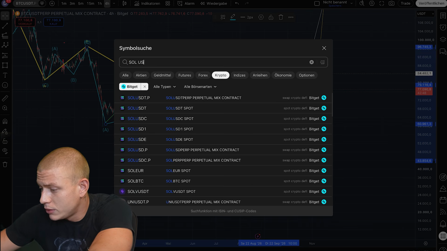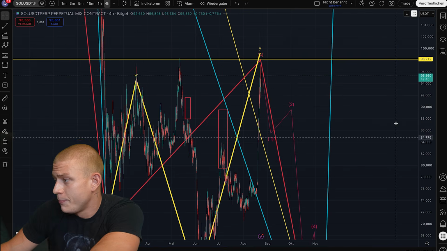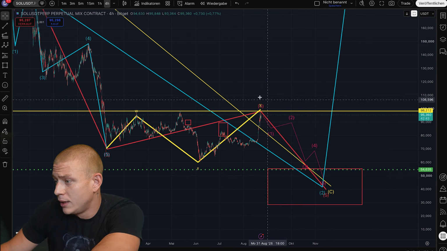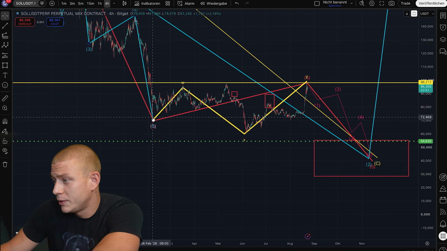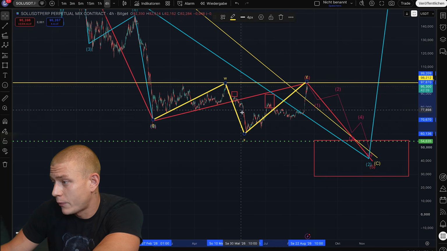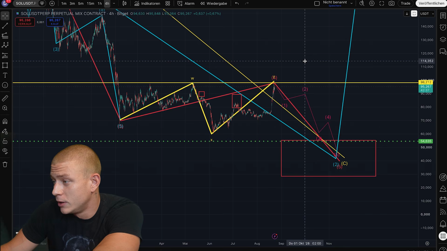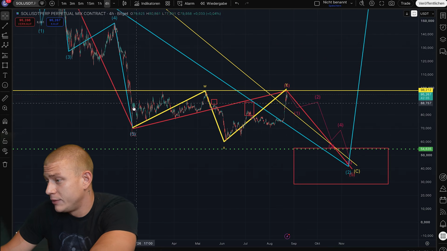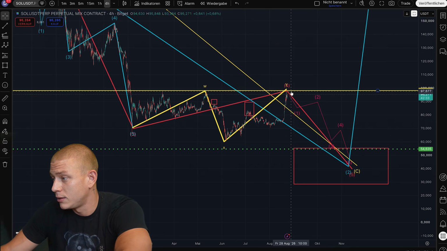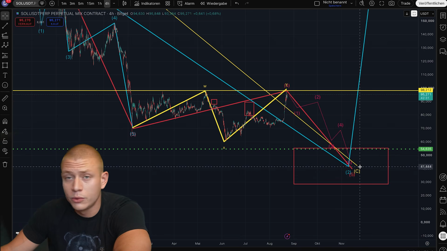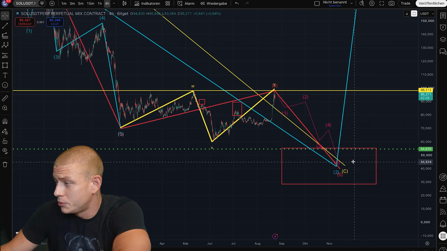Let's also check out the Solana US dollar chart, and also there you can see I've made adaptations. We have seen a 3-wave move here, a 3-wave move here, and a 3-wave move here. So overall, it really gives me the impression that this is a correction, and there is highly likely to be another crash towards the downside in this region.